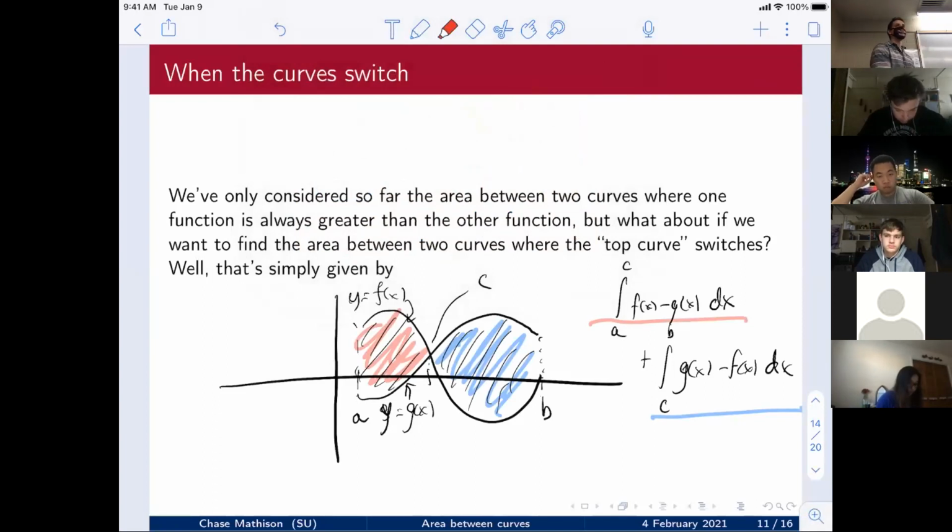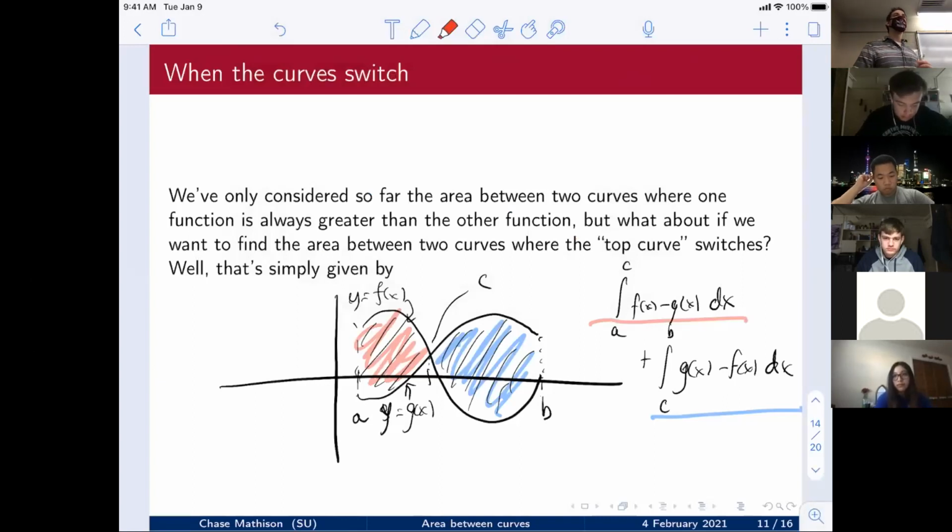And that's the hardest these are going to get. Sometimes they switch which one's on top, which one's on bottom. But this is all you need to do. Find out where they switch and just break the integral up.